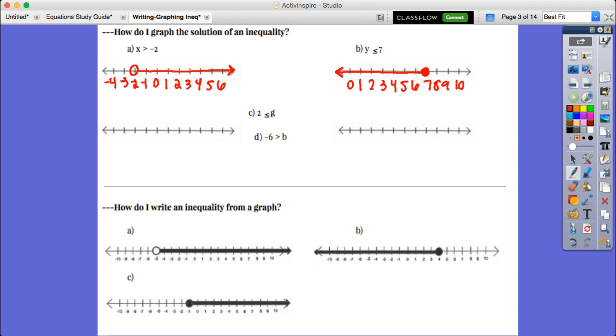Just a little cheat you can look at. Do you see how this sign, where they connect, is pointing in this direction and where the graph is going in this direction? You can always check your answer that way. Let's look at C. We've got 2 is less than or equal to G. Now, we need to rewrite these with the variable on the left side. So we're going to say G is greater than or equal to 2. The sign is still going to open the same way. All right? So I'm going to do my number line.